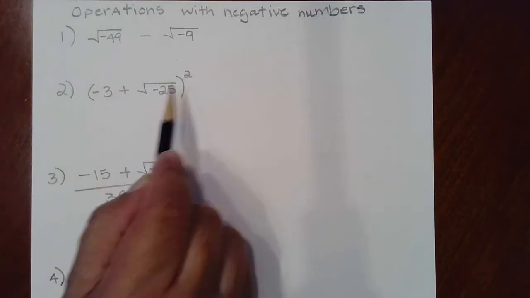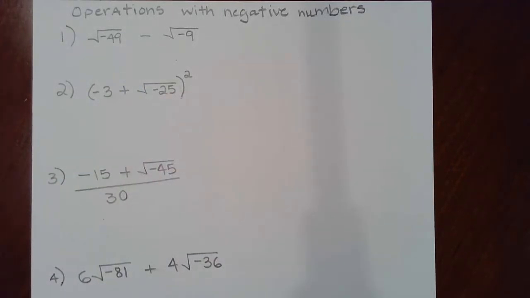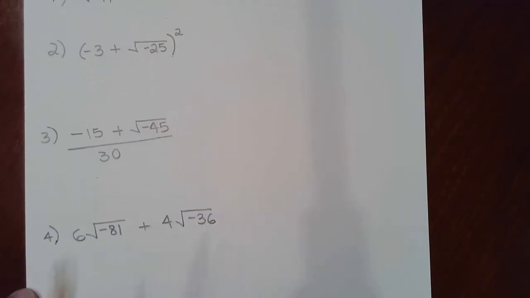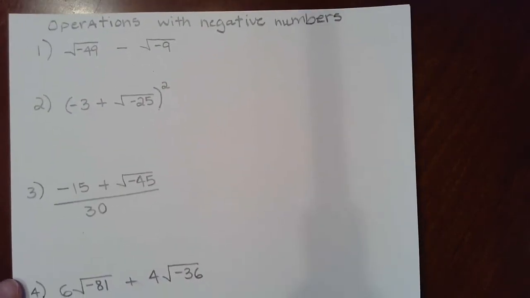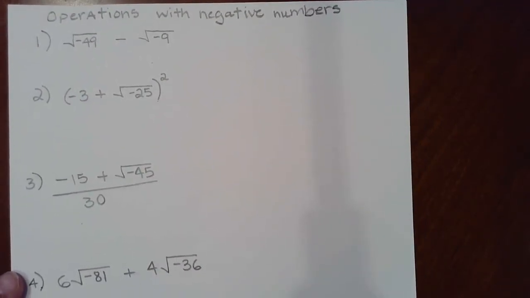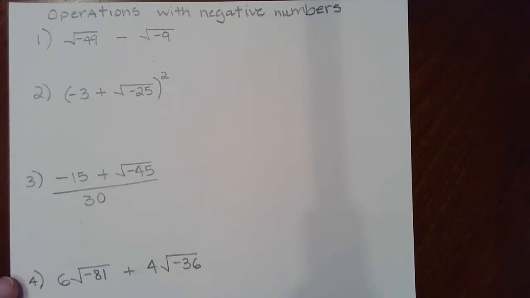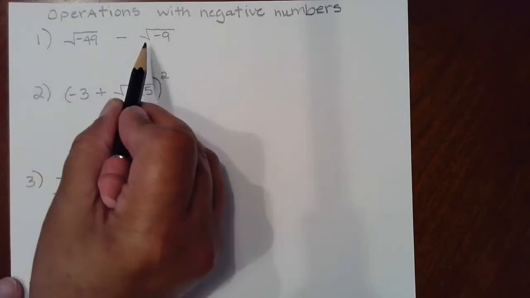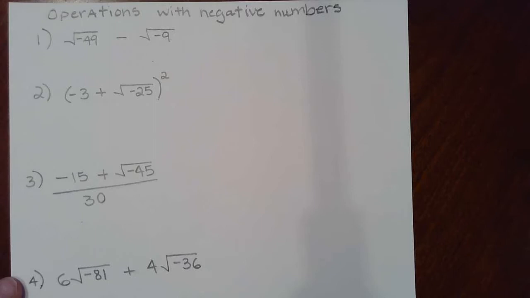Here, you're going to be squaring a binomial. Here, you're going to be reducing a quotient. Here you're going to be multiplying and adding various operations, all of them requiring you to convert to I form first because of these negatives underneath the square roots. That's what suggests that you have the I.